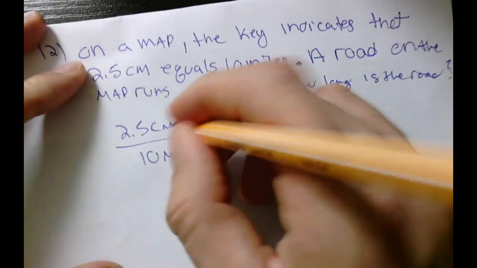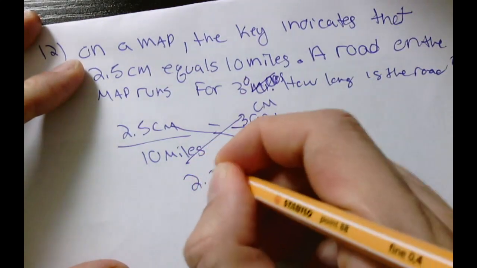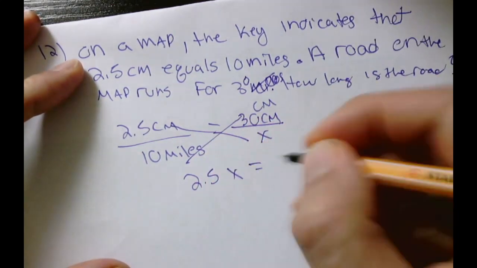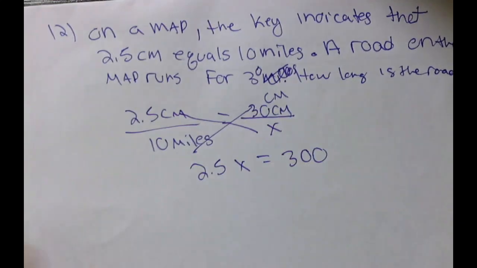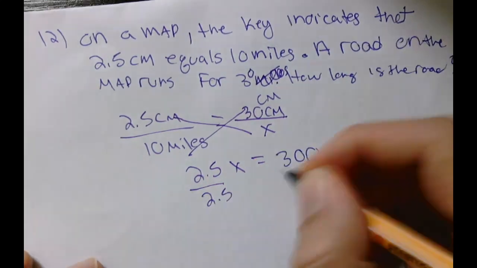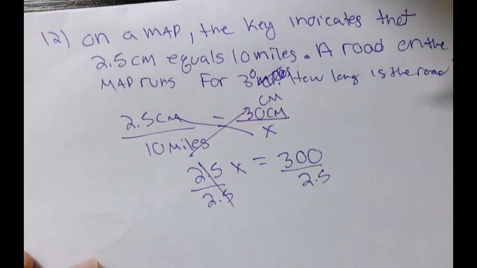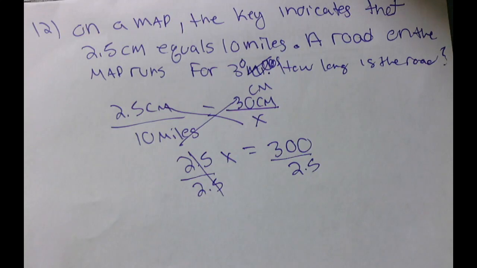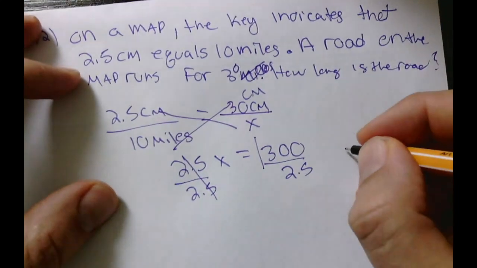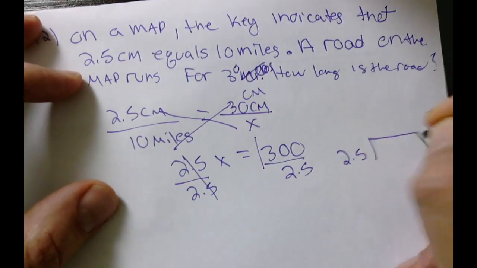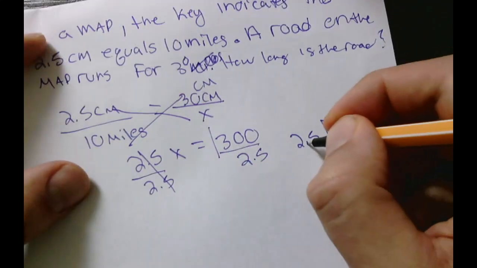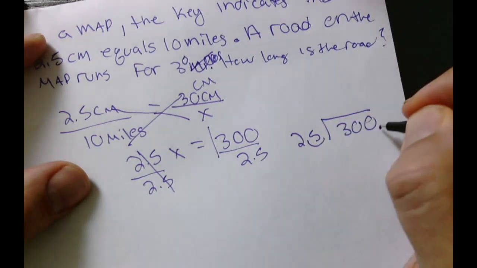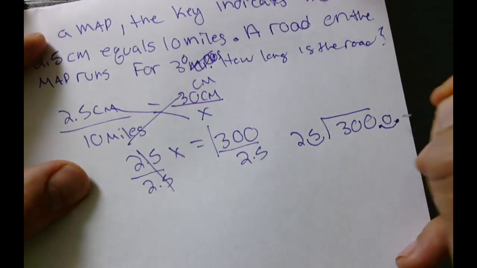So we'll use cross products to figure out what x is. 2.5 x is equal to 300, because 10 times 30 is 300. Divide both sides by 2.5. The .5 goes outside the division bracket, 300 goes inside. Do you remember what you're supposed to do with the decimal on the outside? I'm going to have to move it over. That means if I move this one over, I also have to move this one over as well.